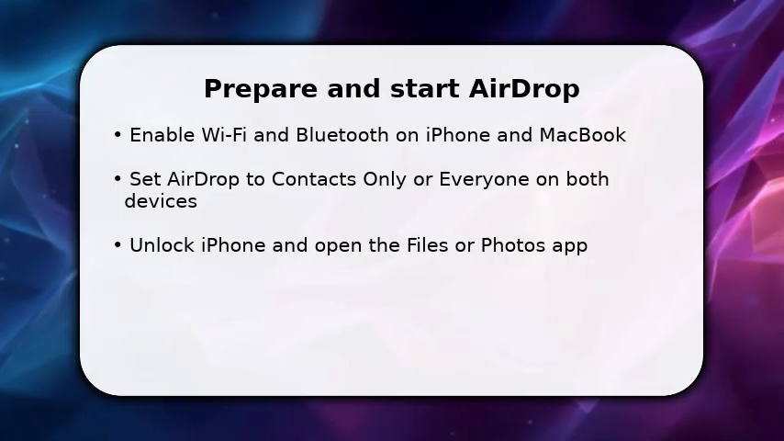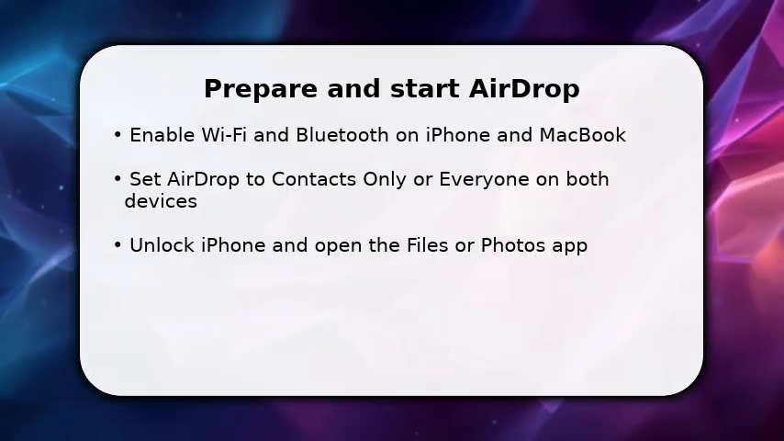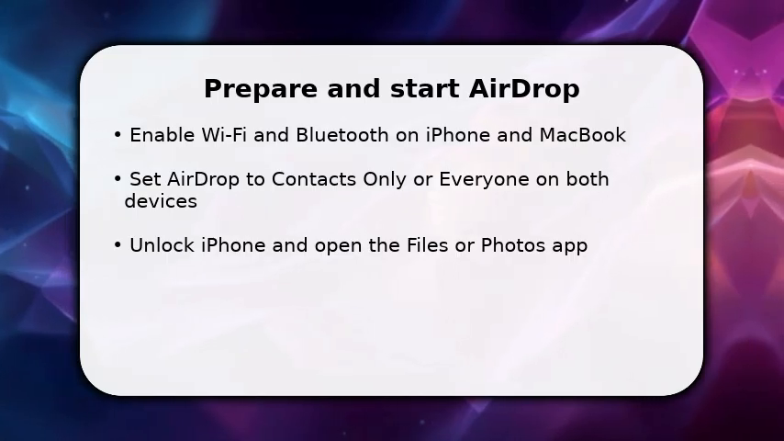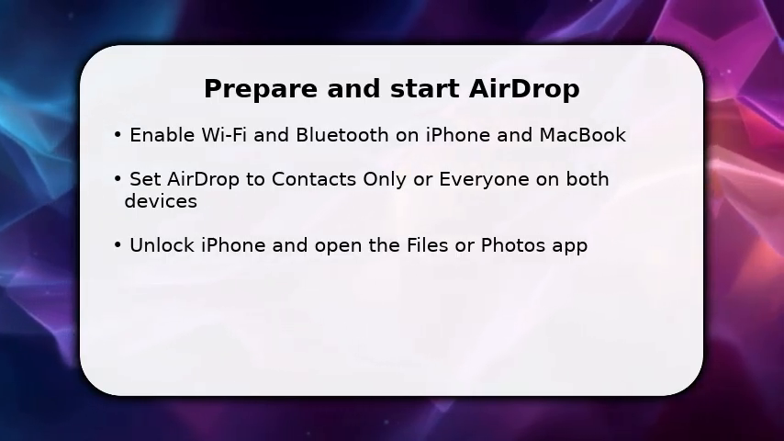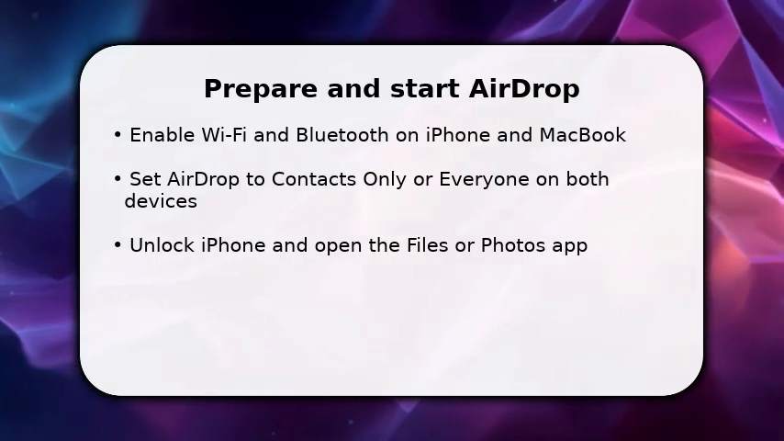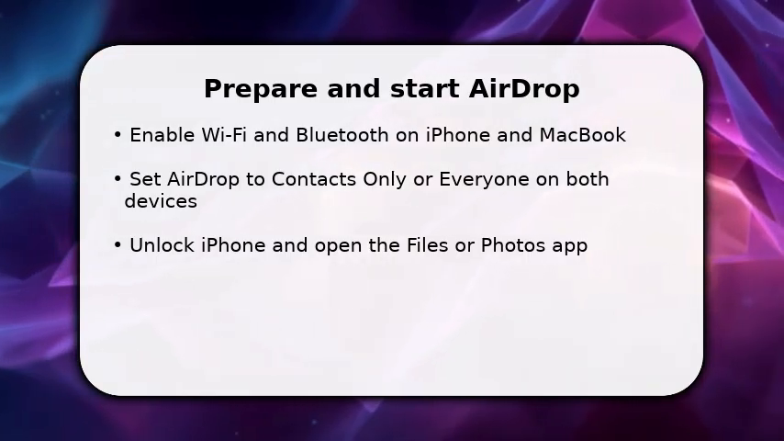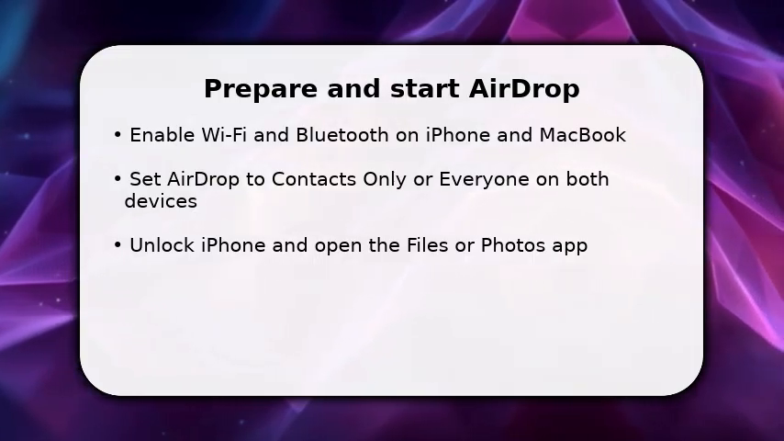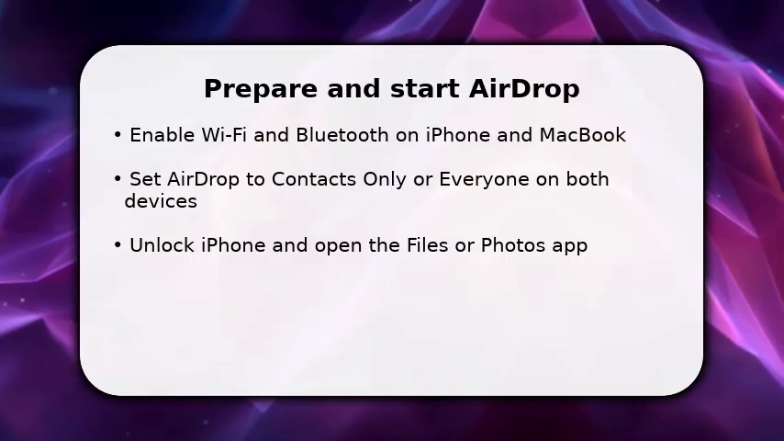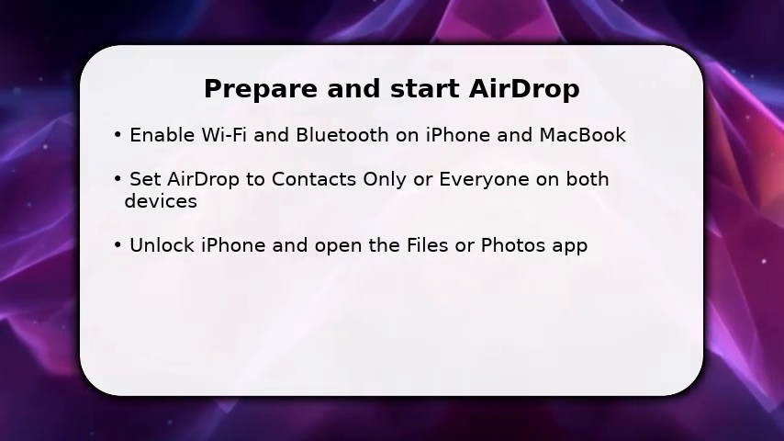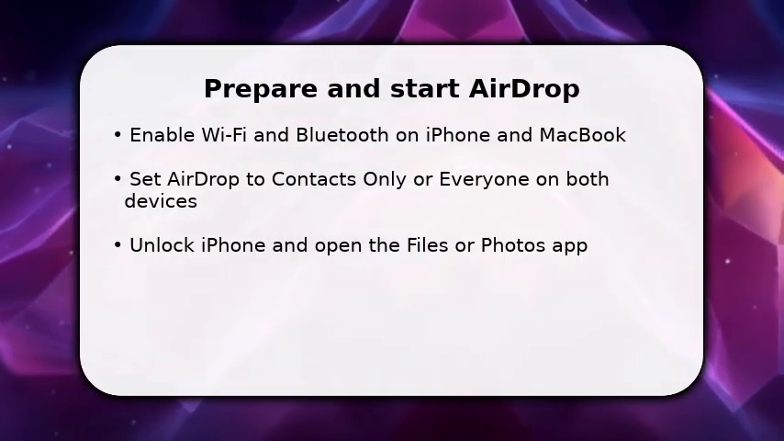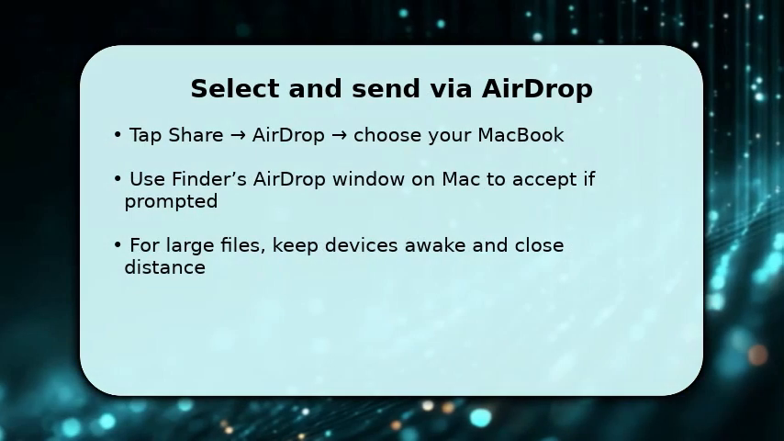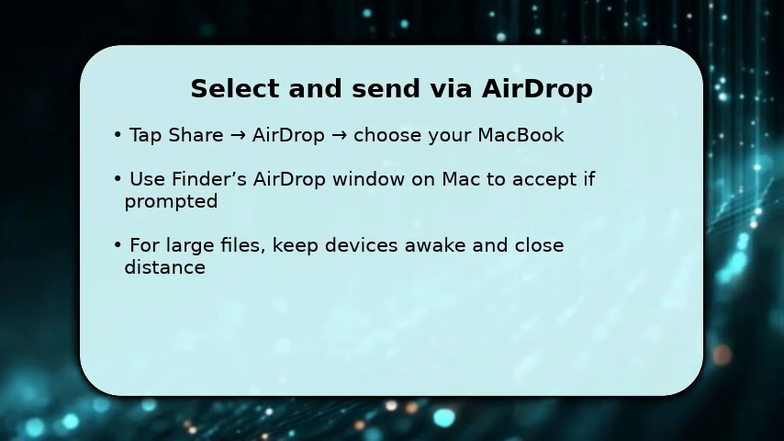You'll start by preparing both devices so the transfer can begin immediately. On your iPhone and MacBook, turn on Wi-Fi and Bluetooth, then open Control Center to set AirDrop to contacts only or everyone depending on proximity. Make sure your iPhone is unlocked. Open the Files or Photos app and select the file you want to send. Once done, tap the share icon, because initiating the share from the iPhone is faster and avoids permission prompts on the Mac. Now you will select the MacBook as the recipient and execute the transfer.